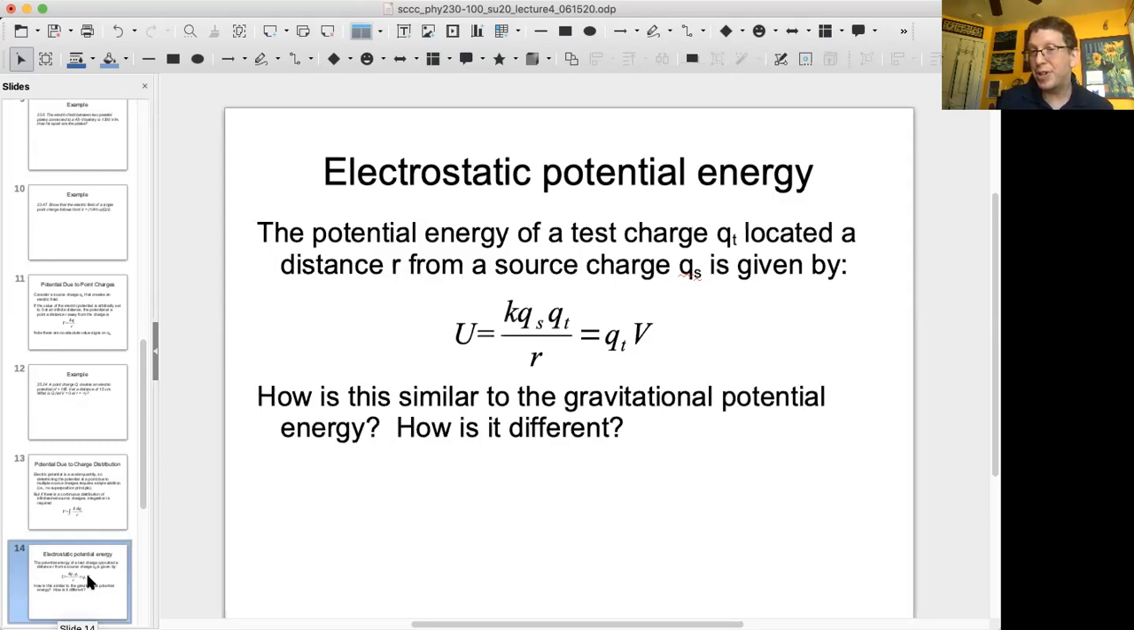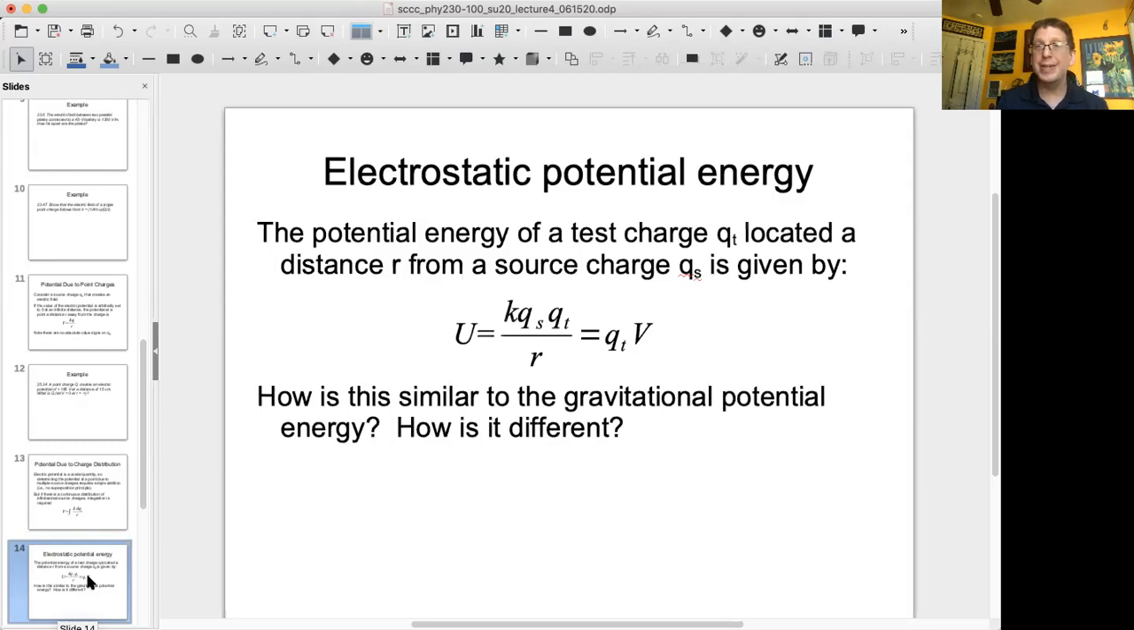So how is this similar to the gravitational potential energy, and how is it different? If you remember going back to Physics 130, or whatever your equivalent was, the gravitational potential energy, defined as 0 at infinity, was equal to negative G, a universal constant, multiplied by the product of the two masses involved, divided by r, the distance between them. So here you have a universal constant multiplied by the product of the two charges involved, divided by the distance between them. So you can see there are some similarities.